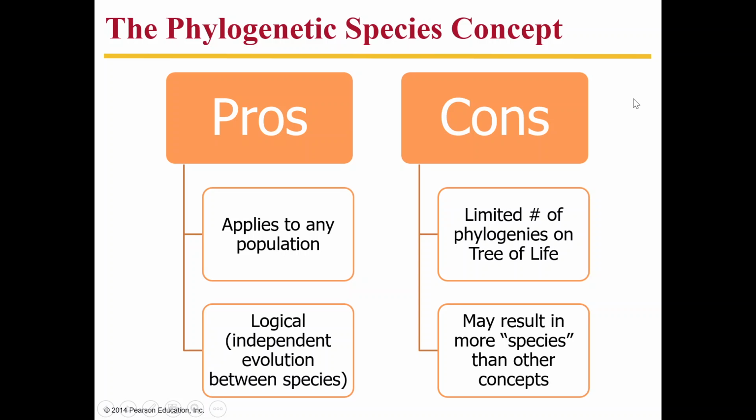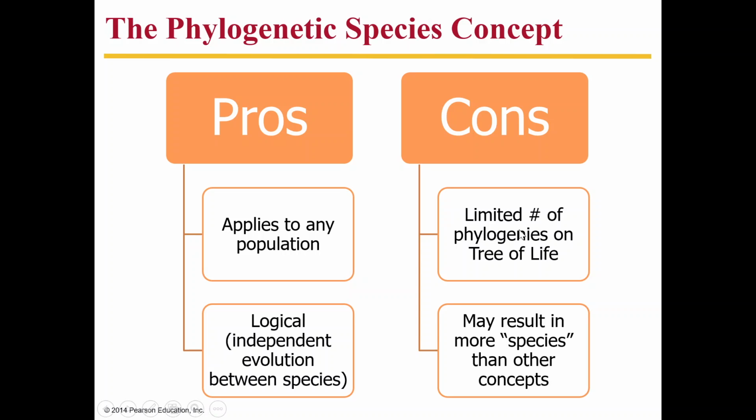All right. Last thing I'll cover is kind of understanding that the phylogenetic species concept has its pros and cons. And again, it's normally used within the concept of phylogeny, and the biological species concept has to be brought in, and morphologies have to be brought in. The pros of the phylogenetic species concept is you don't have to have living creatures, okay? It applies to any population. It's logical, independent evolution between species.